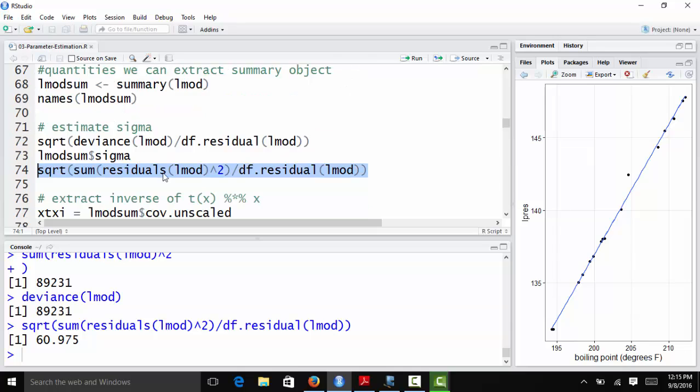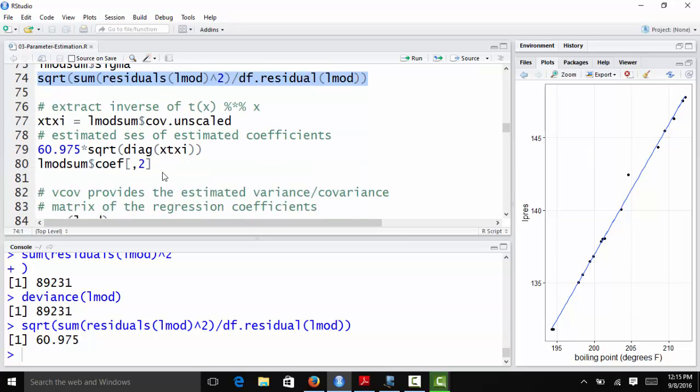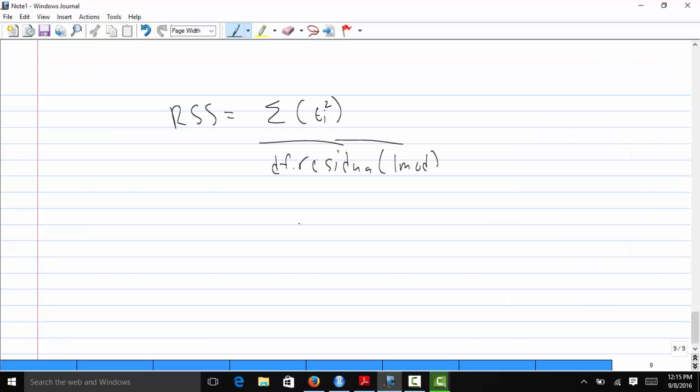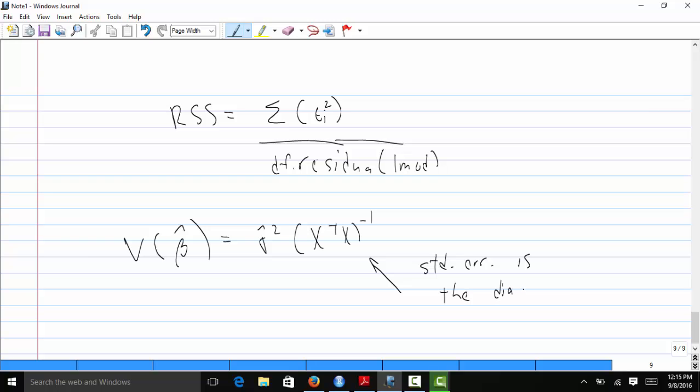So another quantity that we have talked about is the estimated standard error. The variance of beta hat is sigma hat squared times (X transpose X) inverse, and then the standard error is just the square root of the diagonal. The estimated standard error is just the diagonal of that matrix. So I'm going to look at how to compute those standard errors by pulling the information directly from R.